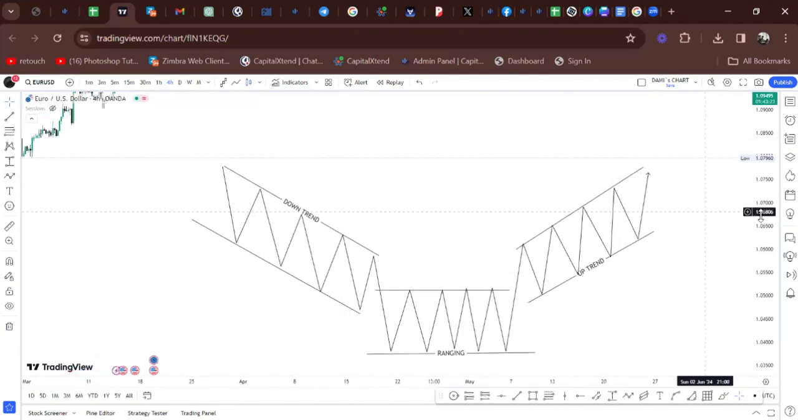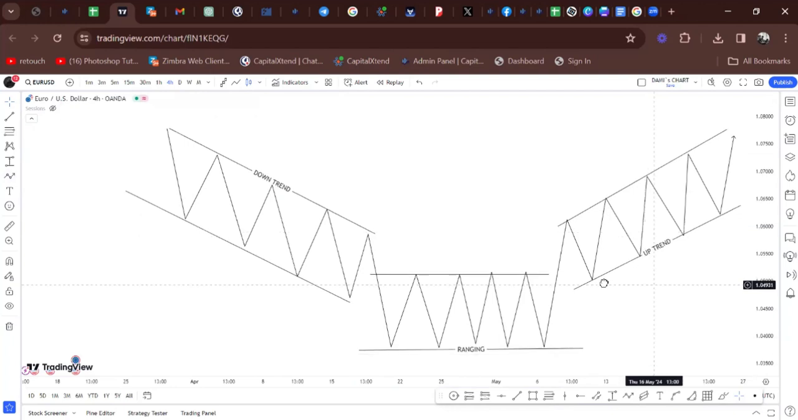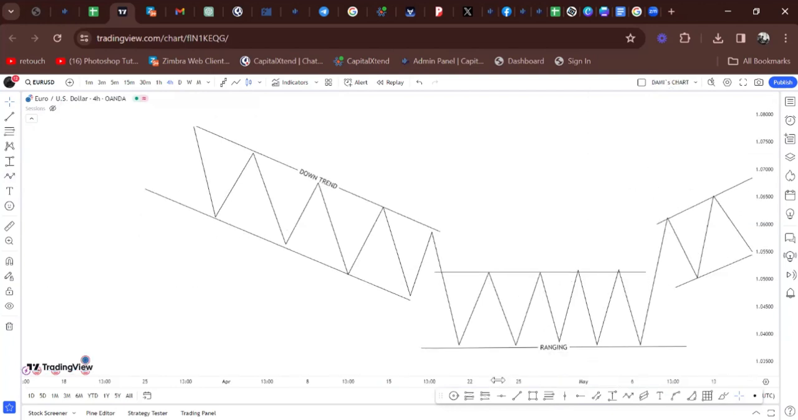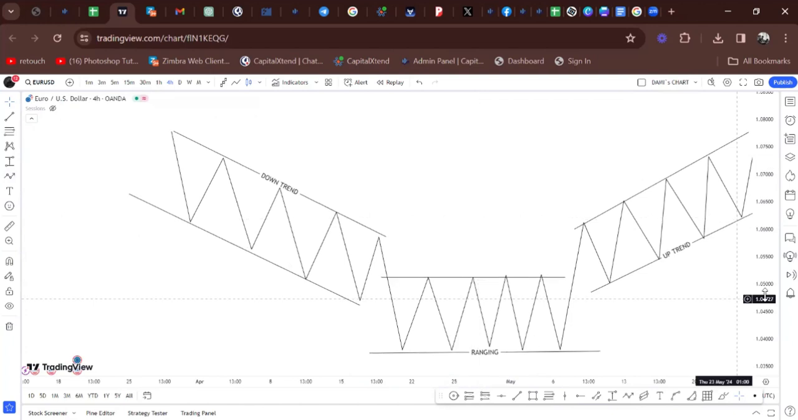Can you guys see my screen boldly, right? It's bold enough for you to see, right? Yes, sir.